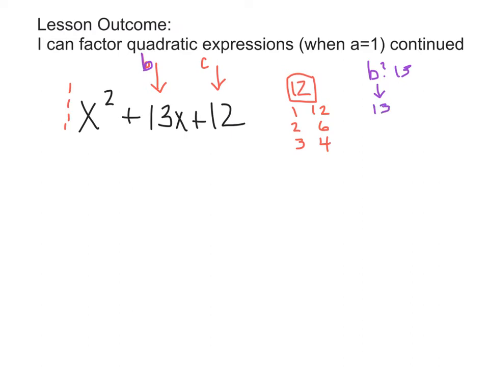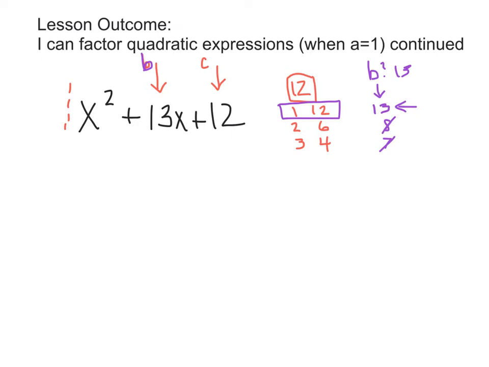Now I'm just going to run through the other ones quick. So 2 plus 6 would give us 8, and 3 plus 4 would give us 7. So we'd also have 8 here and 7. Well, we're not looking for 8 or 7. We are looking for 13. So here are the factors we need to use.